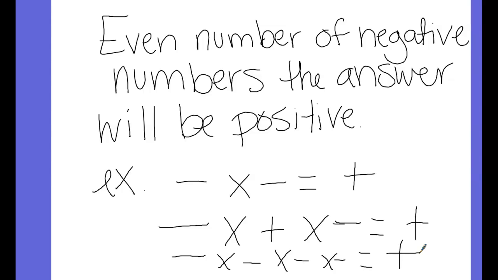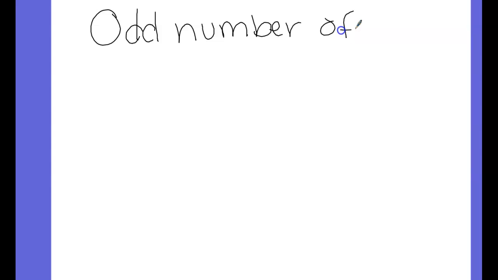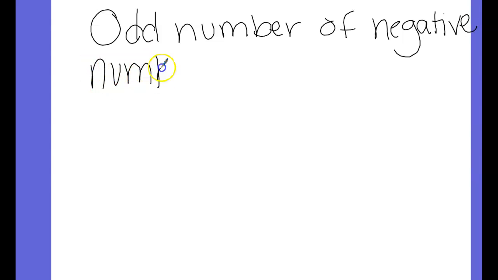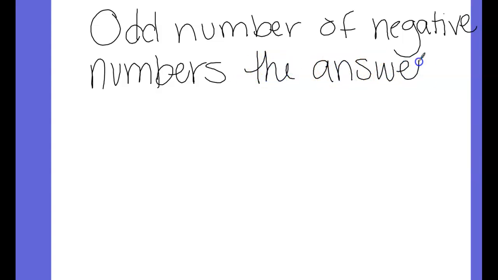What are we adding in? Are we multiplying by? Integers. Okay. Then I want you to write: odd number of negative numbers. The answer will be what? Negative.